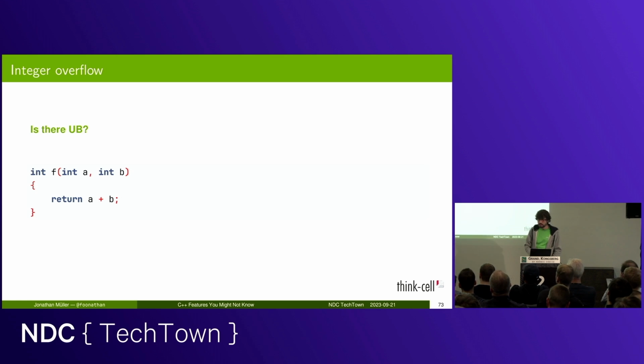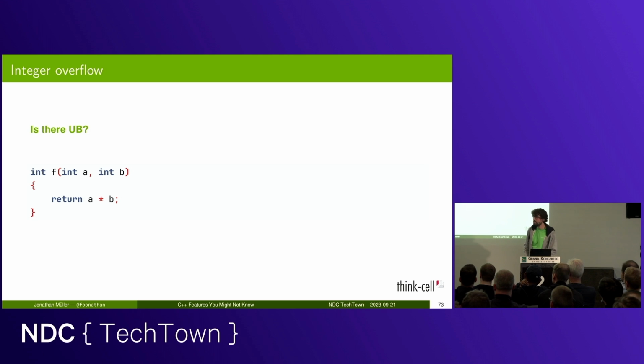So this is a function that takes 2 ints, and it will do addition on them. Does this function have any undefined behavior? That's not just a question. I mean, the title is right there on the top of the slide. So yes, this can have integer overflow.